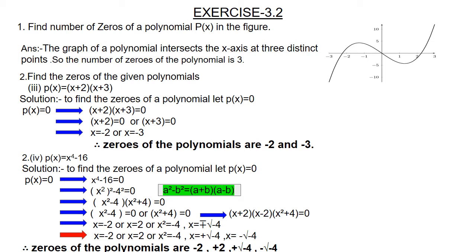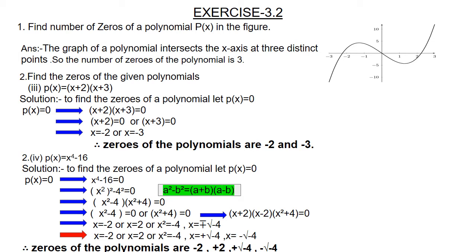Now here x^2 - 4 is equal to 0 or x^2 + 4 is equal to 0. Again, this x^2 - 4 can be written as a^2 - b^2. So we can factorize this into (x + 2)(x - 2), and x^2 + 4 is equal to 0. So here x + 2 is equal to 0 and x - 2 is equal to 0 and x^2 + 4 is equal to 0. So here x is equal to -2. When we transpose -2 to the right side, we will get x is equal to 2.